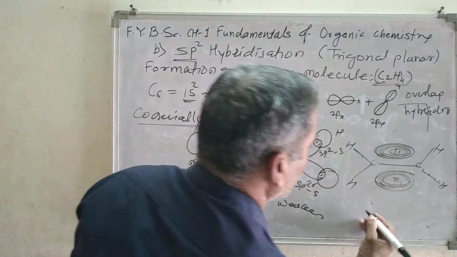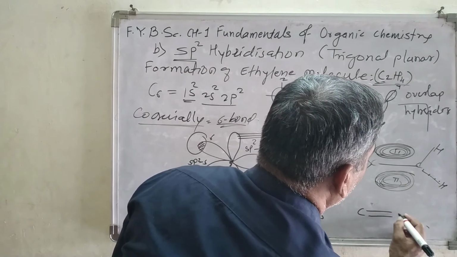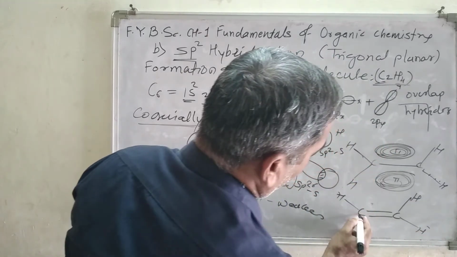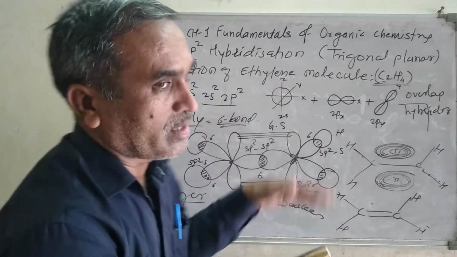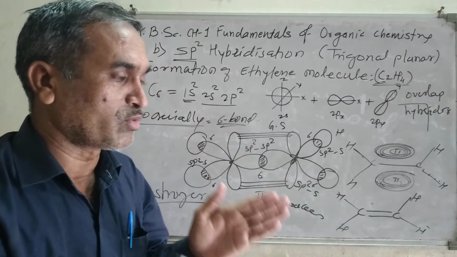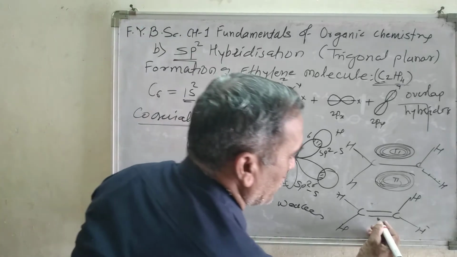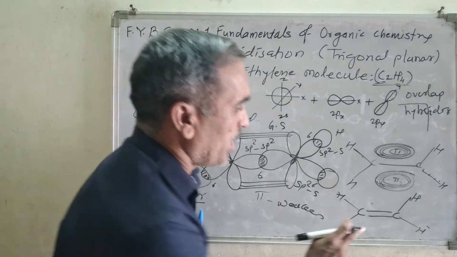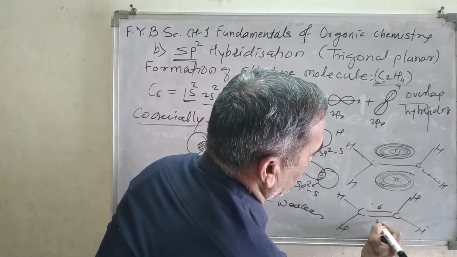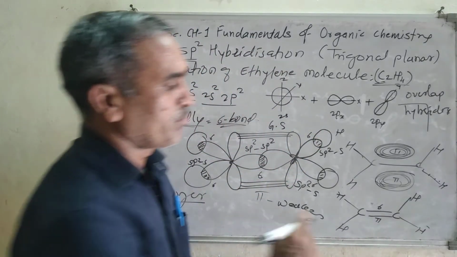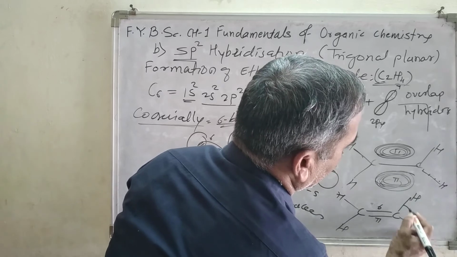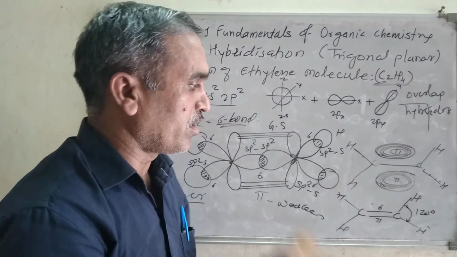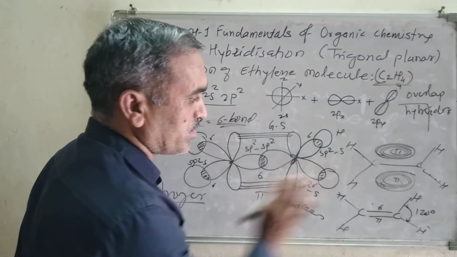Now how do we write the structure of the ethylene molecule? This is the ethylene molecule, with hydrogen atoms written here. Due to the carbon-carbon double bond, the molecule becomes planar. Out of the two bonds, one is a sigma bond and another one is a pi bond. The bond angle found here is around 120 degrees, which is the bond angle found in trigonal geometry.